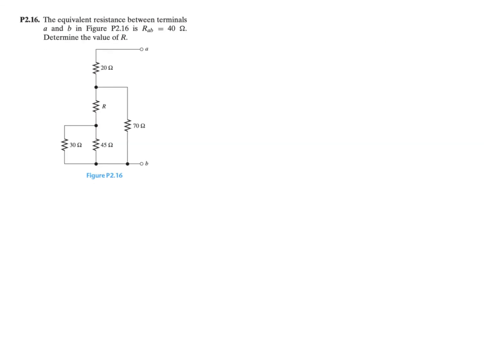Question P2.16. The equivalent resistance between terminal A and B in figure P2.16 is RAB equal to 40 ohms, and we are going to determine the value of R. This question is a little bit different from the previous ones because we are not going to calculate the value of the equivalent resistor between A and B, but we are given the value, but we don't know one of the resistor values, R here. So we are going to find out what's the value of R.